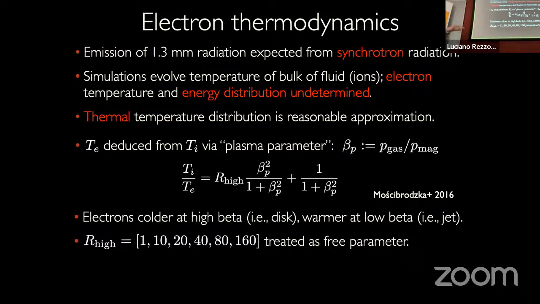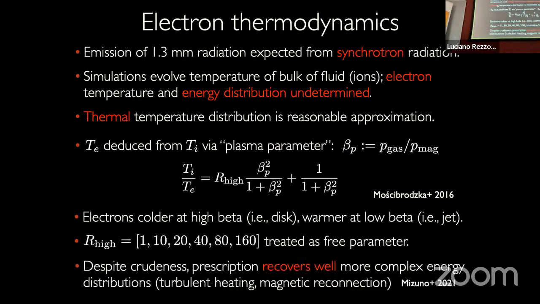Is this right? Well, it's not right, because, as I said, it comes from a number of simplifications. But we've done other, more sophisticated studies, where we used non-thermal energy distributions coming, for instance, from turbulent heating or magnetic reconnection. And what you find out in the end is that, because it's such a simple formula that covers essentially all the possibilities, it also covers more complicated physics. So that's what we use and continue using.